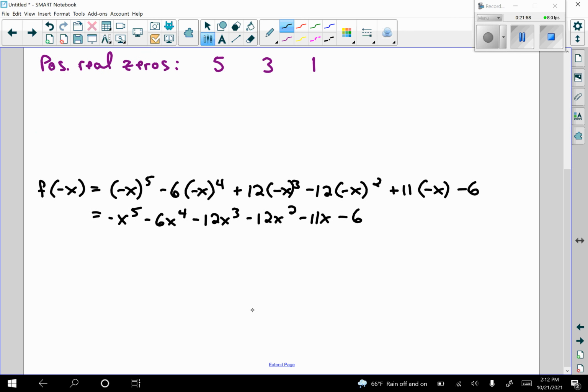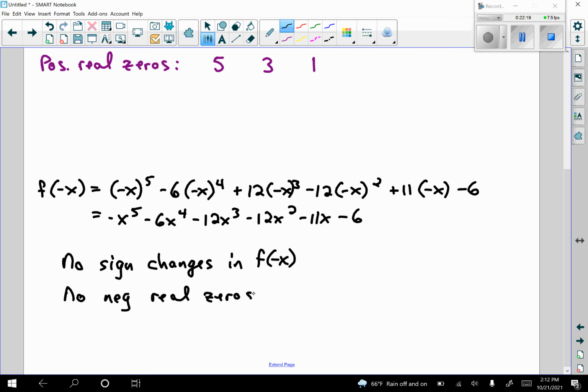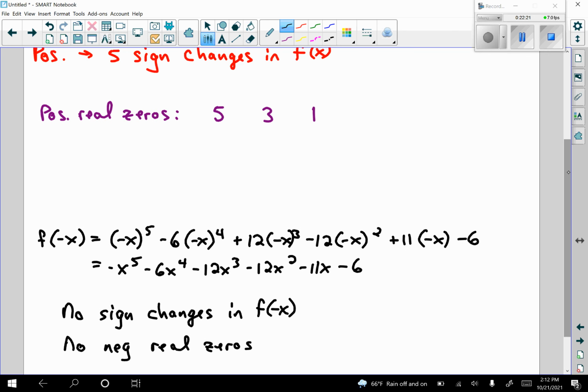So if you take a look here, this is negative, that doesn't change, it doesn't change, doesn't change, so it doesn't change. So we have no sign changes in f of negative x. So there are no negative real zeros. So I'm going to go back up to my chart. We'll say negative real zeros.